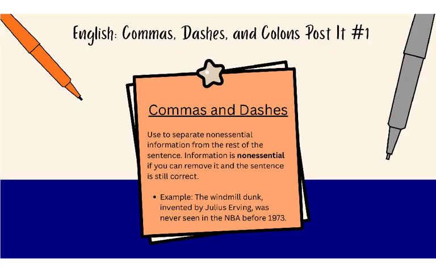So in summary, go ahead and write this down. Commas and dashes are used to separate non-essential information from the rest of the sentence. Information is non-essential if you can remove it and the sentence is still correct. An example here is: the windmill dunk, invented by Julius Erving, was never seen in the NBA before 1973. Again, the information "invented by Julius Erving" is non-essential information because when you take it out, it makes sense. So because it's non-essential information, you surround it by commas or dashes or parentheses.